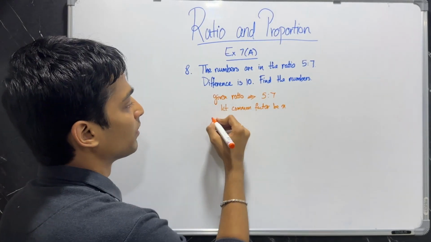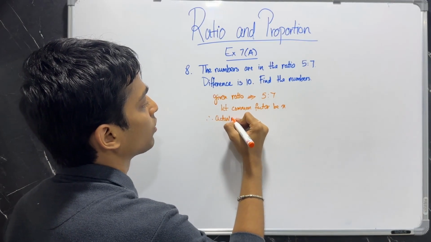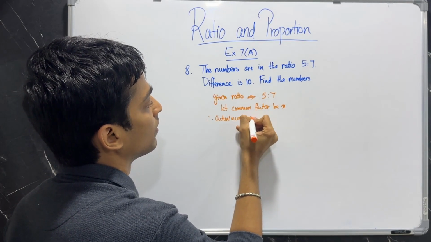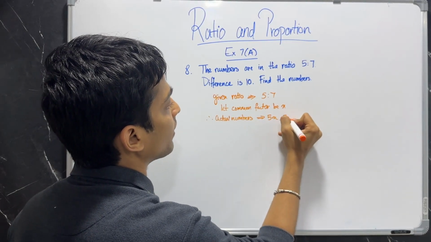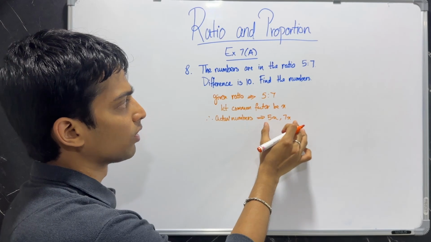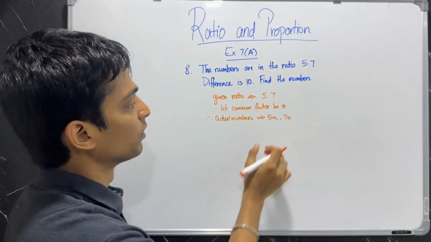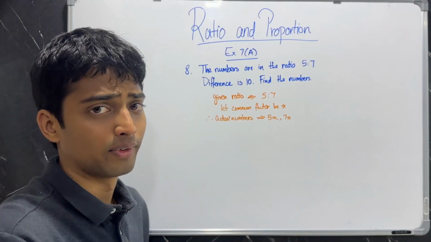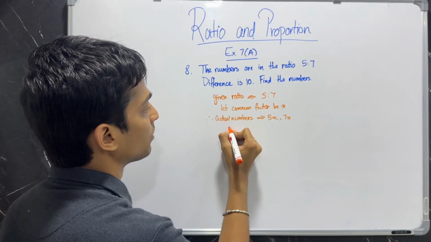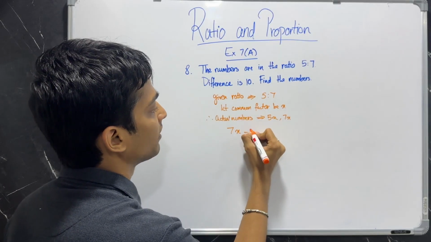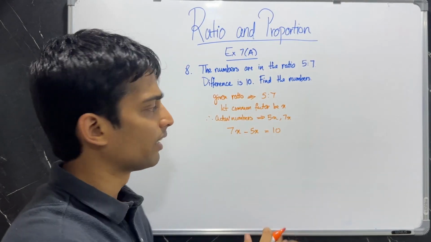So the actual numbers will be 5x and 7x. These are the actual numbers. They are in the ratio 5:7 and their difference is 10. So we can just write bigger number minus smaller number is 10. So 7x minus 5x is equal to 10. So this is our equation.